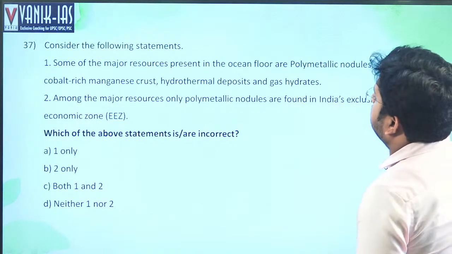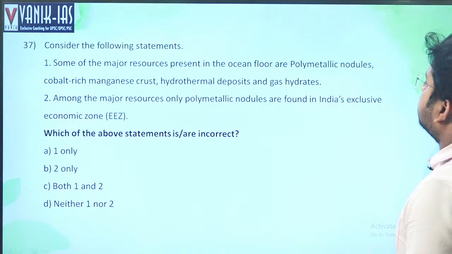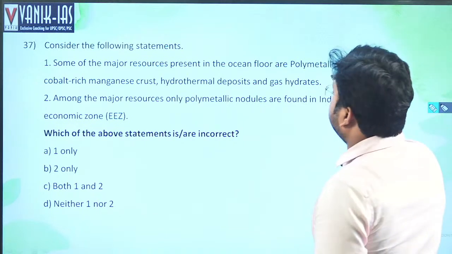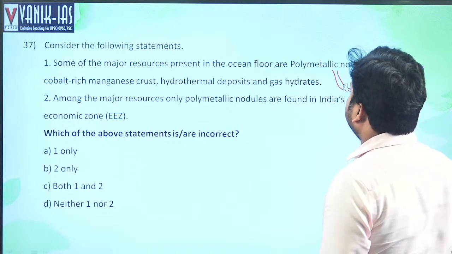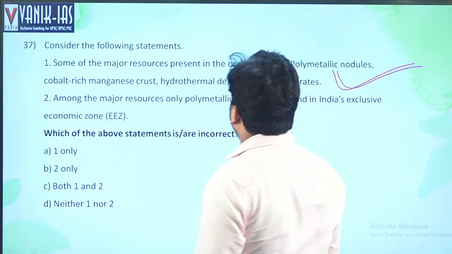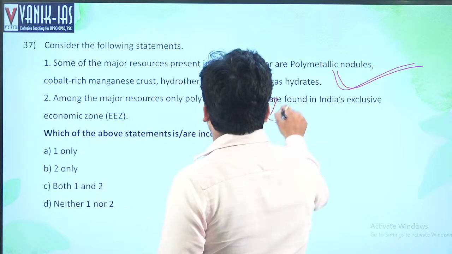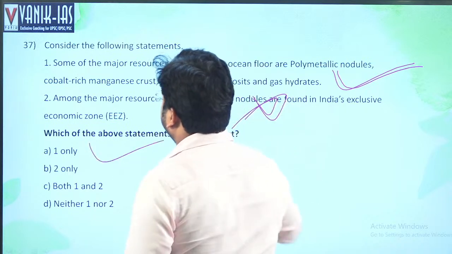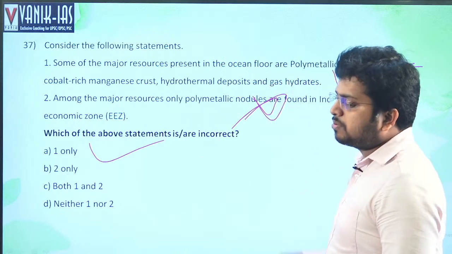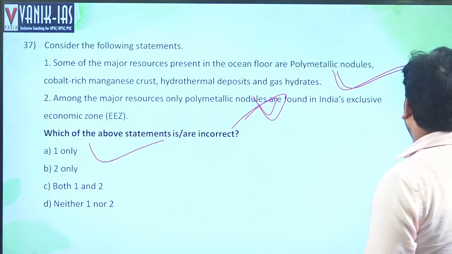Consider the following statements. Some of the major sources present are polymetallic nodules, cobalt-rich manganese crust, hydrothermal deposits, and gas hydrates. Yes, these are the major resources on the ocean floor. Among the resources, only polymetallic nodules are found in India's exclusive zone. No, this is not right. Others are also present. So this is not the answer. The majority of polymetallic nodules are present in the Indian Ocean, which we can explore for different minerals. So one only is the answer.